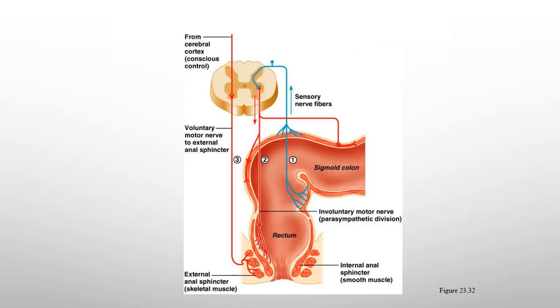So here we have distension occurring in the rectum itself. That sends signals up to the spinal cord. That sends signals down to the internal sphincter. The internal sphincter relaxes, but we also need to send down conscious control relaxation to the external sphincter muscles to allow them to relax as well. And when that all happens, then we get defecation.